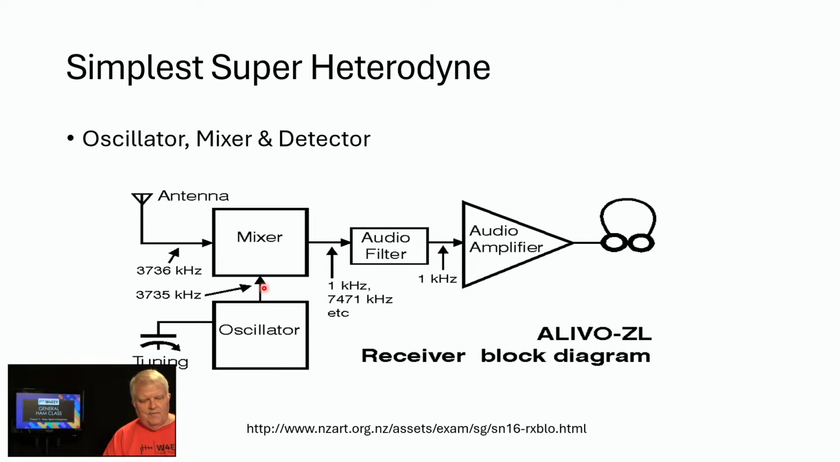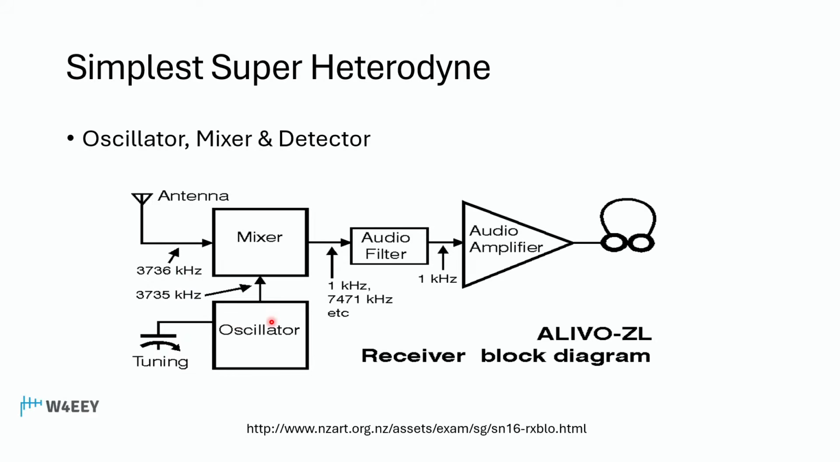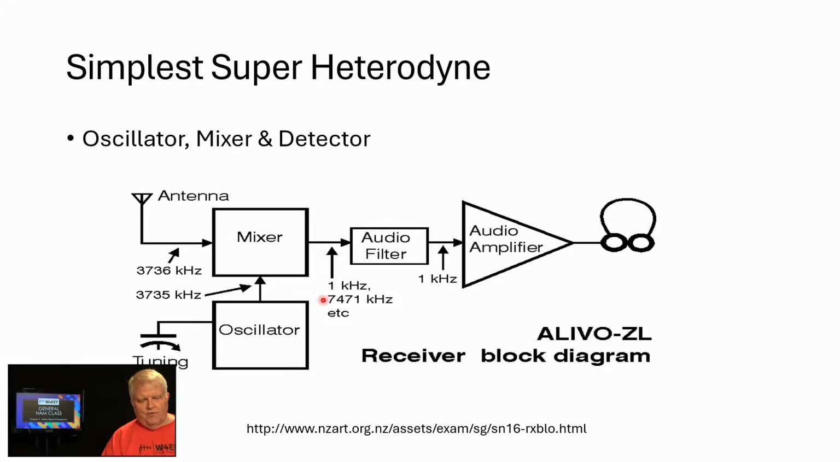In this case, the mixing difference is actually an audio signal. 1 kilohertz is all the difference is between them. And so we're actually going right down to audio and right to headphones in this case. This is a radio that could be built and actually used, a very simple superheterodyne type radio.